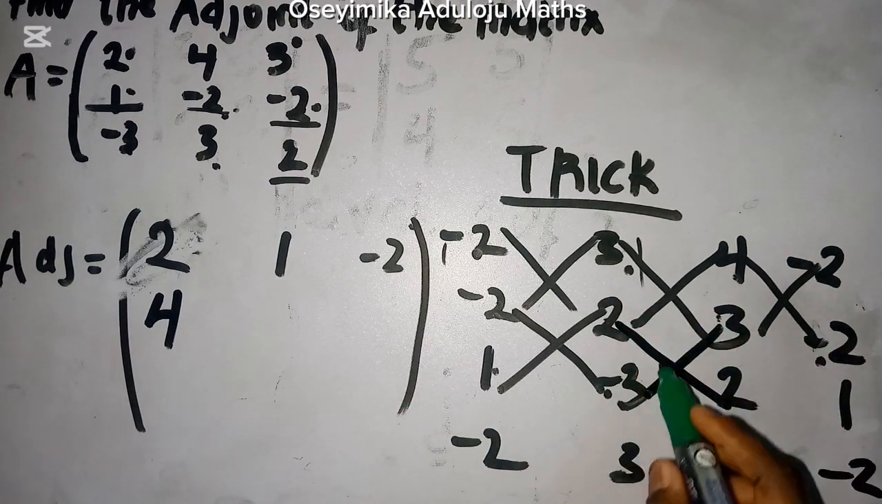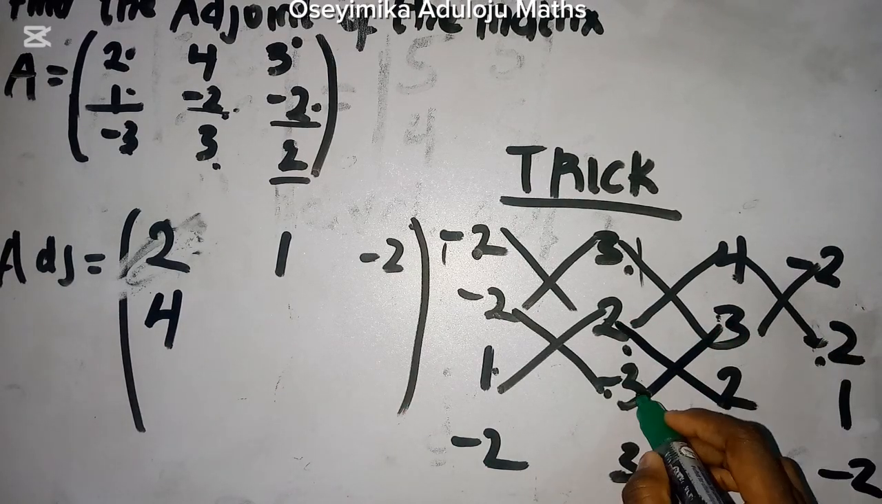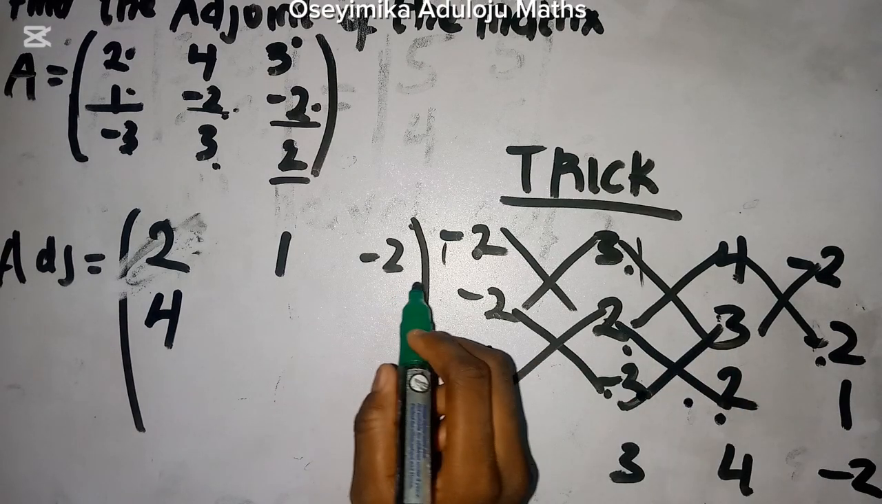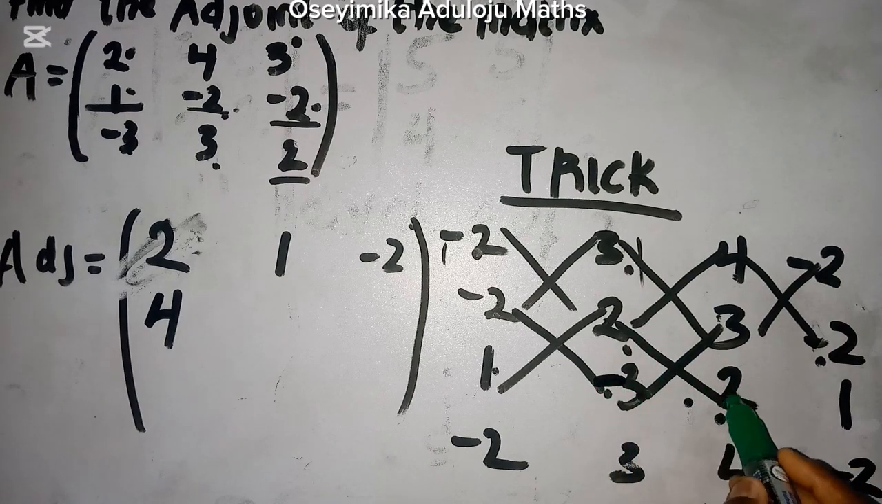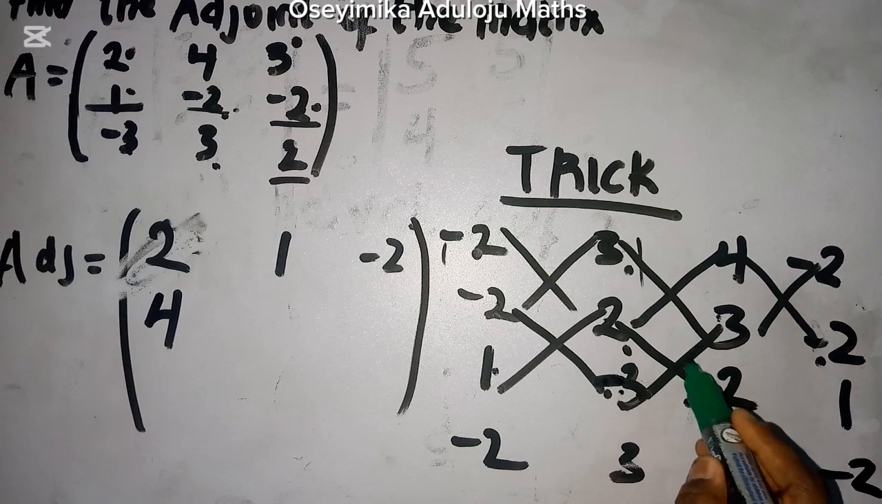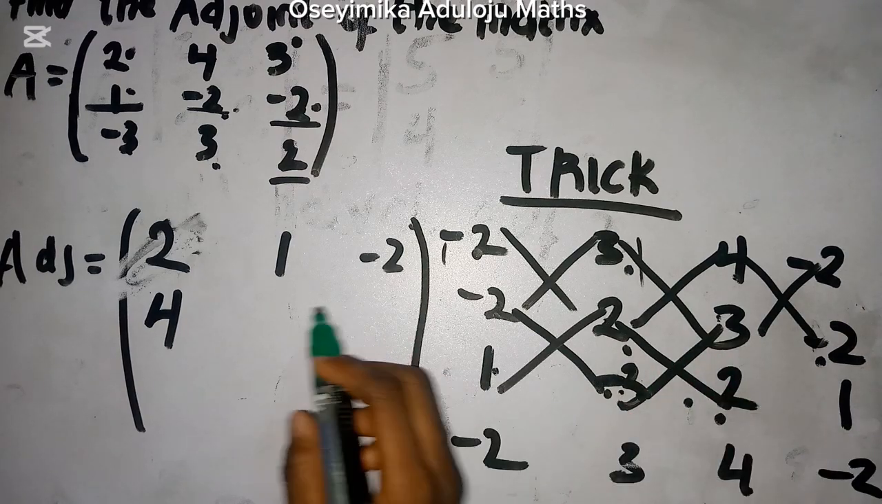Also do the same thing here. 2 multiplied by 2, that is 4 minus 3 multiplied by 3, 9. Sorry, there's a minus sign here. 2 multiplied by 2, that's 4. Minus 3 multiplied by minus 3, that's minus 9. So 4 minus 9, that's 4 plus 9, which is equal to 13.